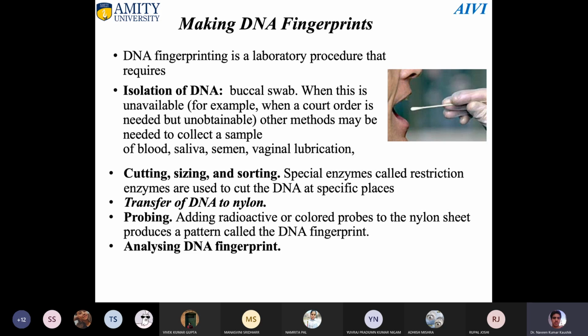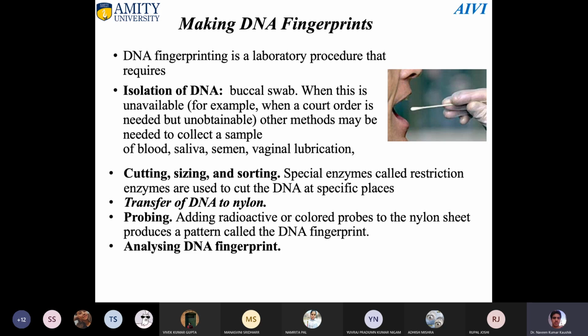From there, you know that everything is decomposed, but bone remains. And within the bone there is bone marrow. We know that bones mainly contain calcium, but within the bone the bone marrow remains protected. So that can serve as a source of DNA, a source of sample. So these are a few things from where you can collect your DNA.